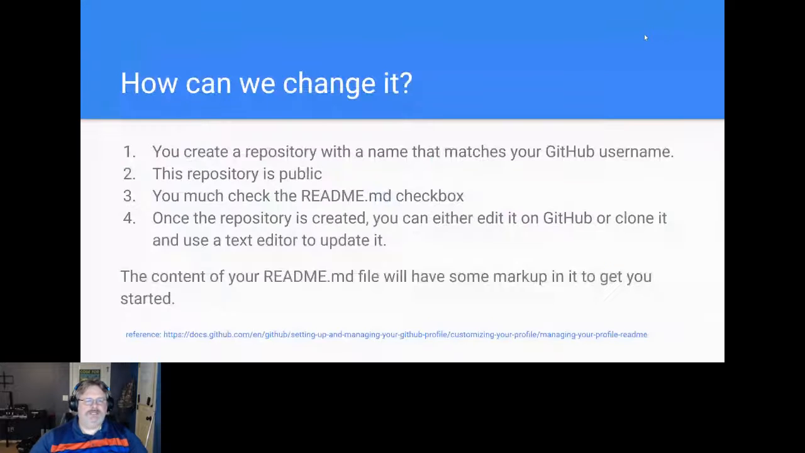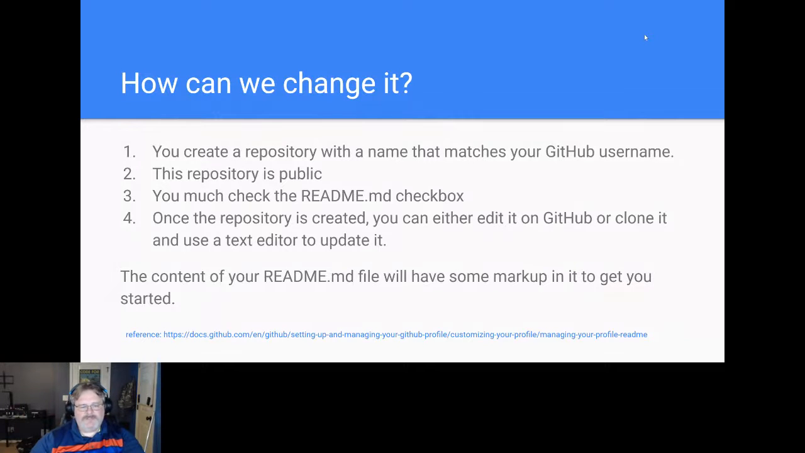So how do we change it? Well, you can create a repository in GitHub, but for the name, you use the name of your GitHub account. And what'll happen is it'll have a little pop down, and we'll see this in the demo, where it said that you unlocked a secret. And then you make sure that it's public and that you have your README file checked. Once you can do that, you can either edit in GitHub or you can edit with something like VS Code.